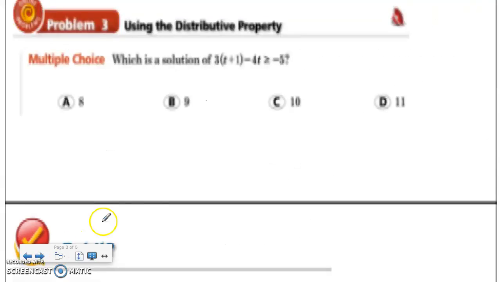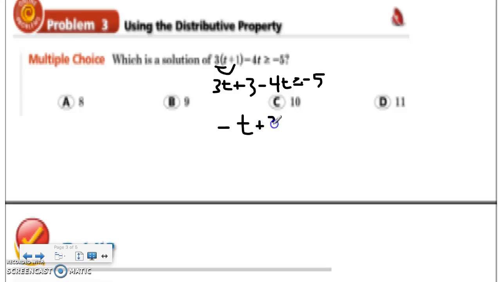Okay, moving on to the next problem, which is a solution of, wow, is that blurry, huh? 3 times t plus 1 minus 4t is greater than or equal to negative 5. Okay, so here's where I'm going to need to use the distributive property. 3t plus 3 times 1 is 3 minus 4t is greater than or equal to negative 5. Combine like terms. 3t minus 4t is negative t plus 3 is greater than or equal to negative 5.